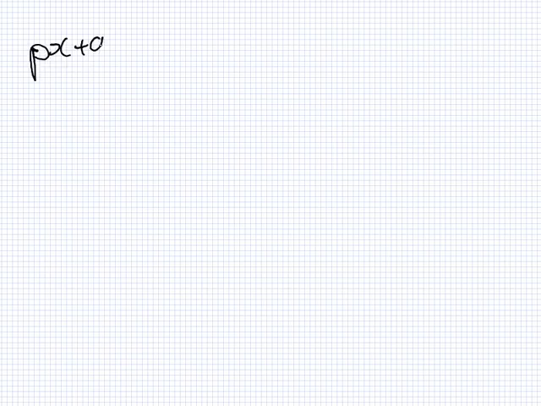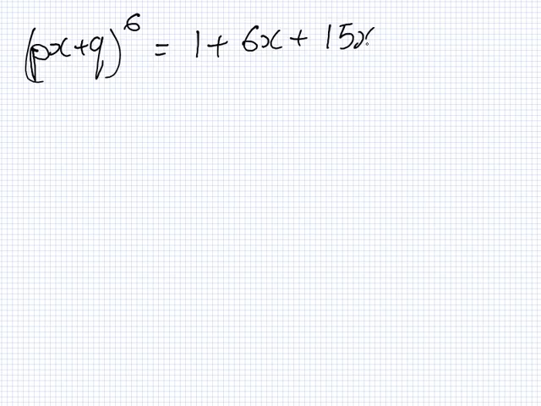(px + q)^6 = 1 + 6x + 15x² + ... Find the p and the q. And all I tell you about the p and the q is that they're positive. P and q are positive.